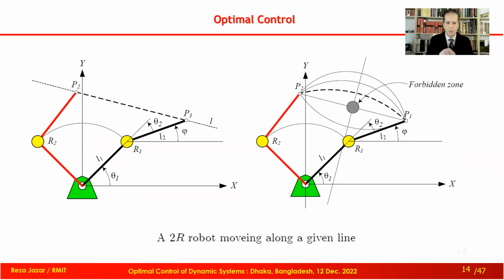On the bottom, I said a 2R robot moving along a given line. Let's assume the end point, we call it the end effector, is the hand of the robot. Here I don't have a hand. I have 2 links attached to each other. One motor is on the ground. The other motor is in the air. So the second motor, with respect to the first arm, changes the direction of the second arm. And the first motor on the ground is moving everything together. Okay.